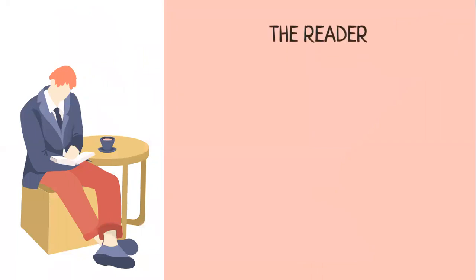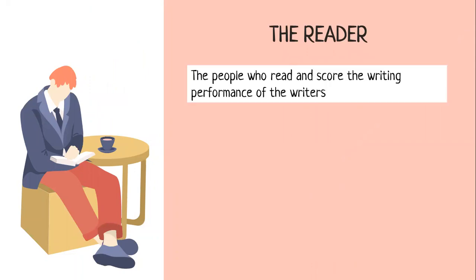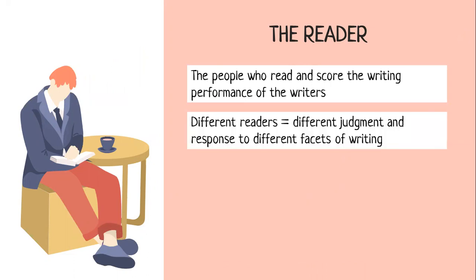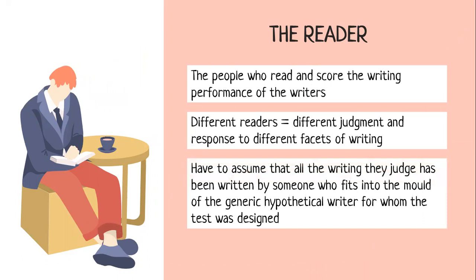The third component is the reader. The readers, usually referred to as raters, are the people who read and score the writing performance of the writers. Different readers will have different judgment and respond to different phases of writing. On the test, the readers have to assume that all the writing they judge has been written by someone who fits into the mold of the generic hypothetical writer for whom the test was designed.